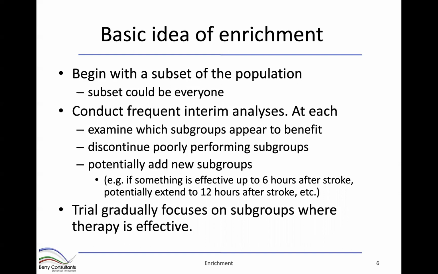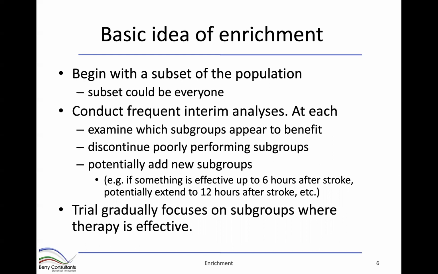If you're looking at subgroups A, B, C, D, and E, you're essentially looking, does A benefit, does B benefit, does C benefit, does D, does E? If any of those are performing poorly, then what you're going to do is drop that poorly performing subgroup. So if A and B look like they're doing badly, C, D, and E look like they're doing okay, we might drop A and B and continue the others.